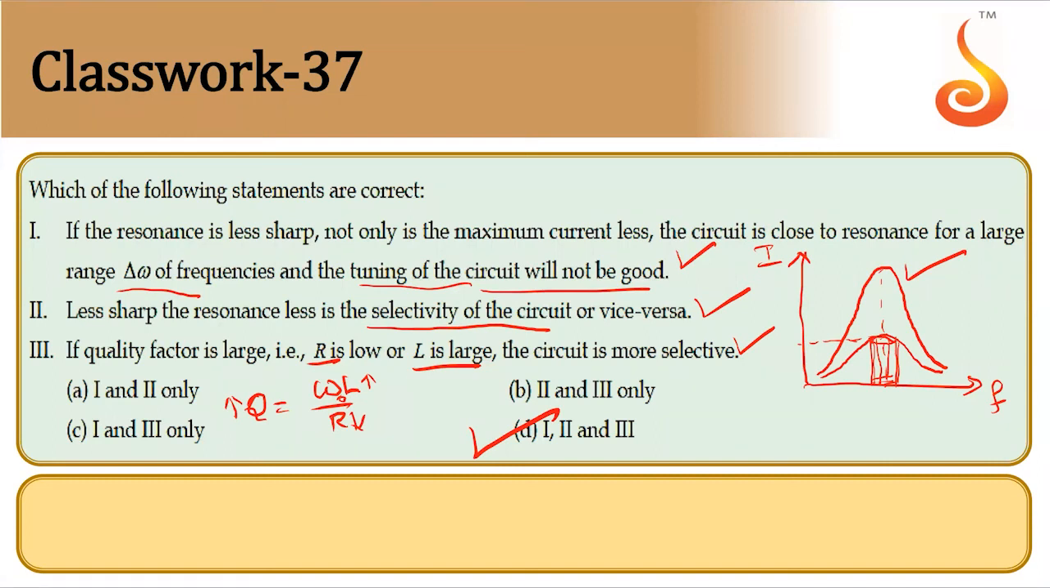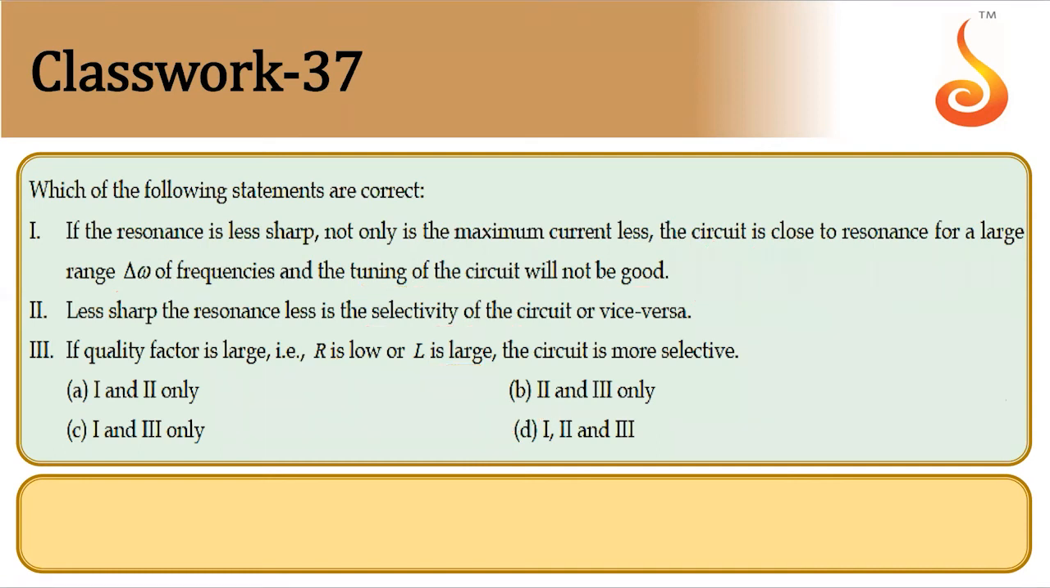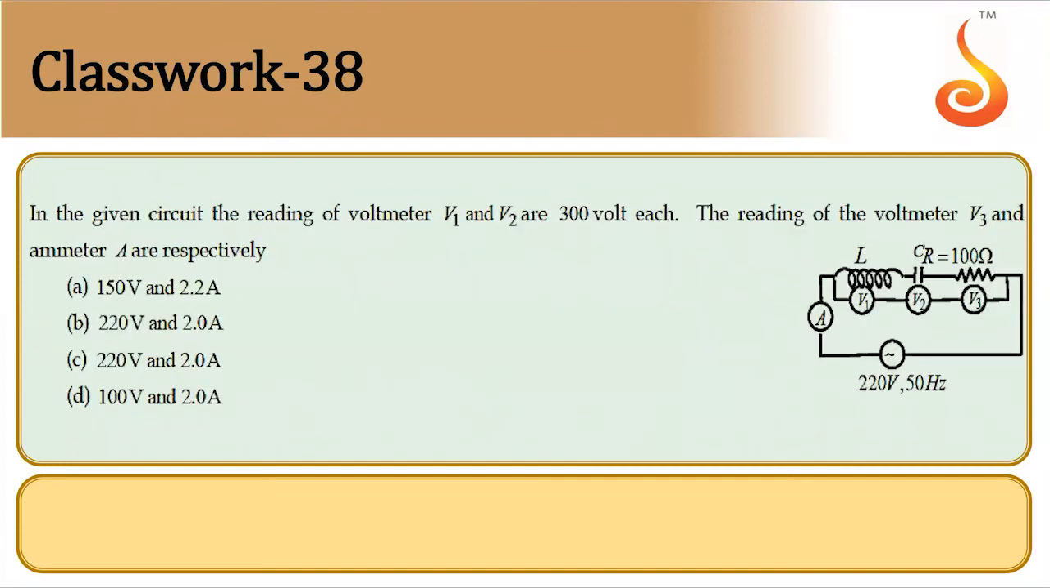Yes. Hope you have taken this. Shall we move on to next? In the given circuit, reading of voltmeter V1 and V2 are 300 volt each. Reading of voltmeter V3 and ammeter A are respectively.